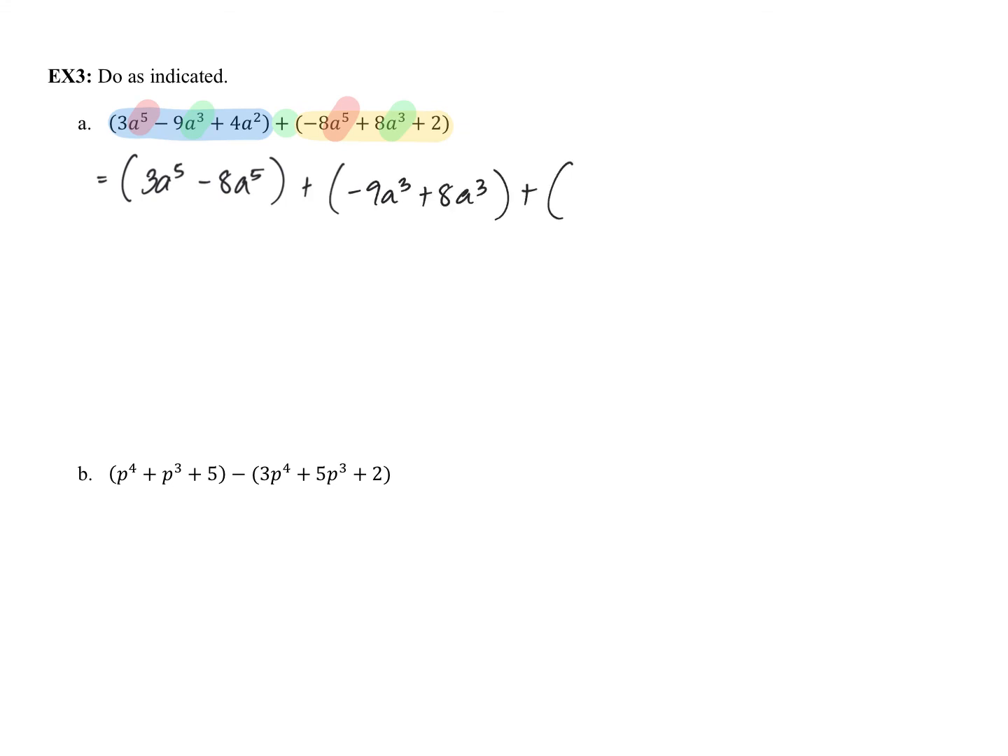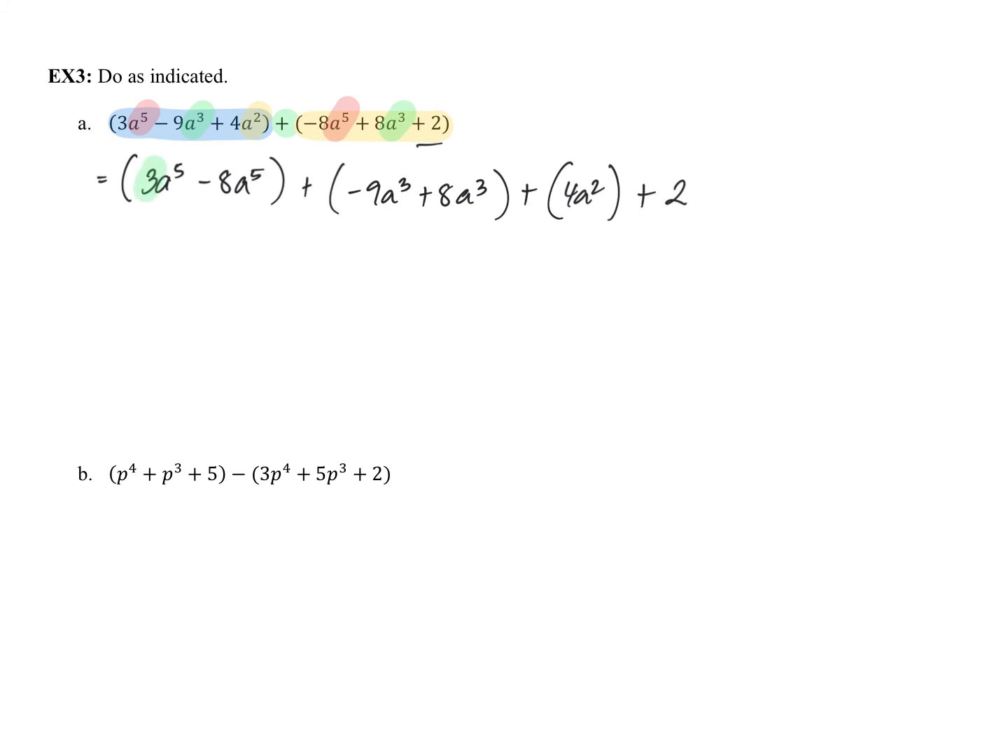Plus, I have a squared and, oh, I don't have another a squared. So that one, he's just by himself. The 4a squared does not have a like term. And then the 2 also does not have a like term. So those guys are basically done. Let's go ahead and combine the like terms in their groups.